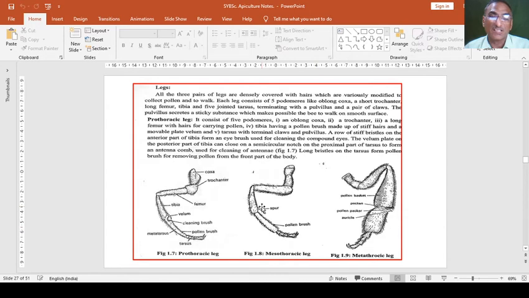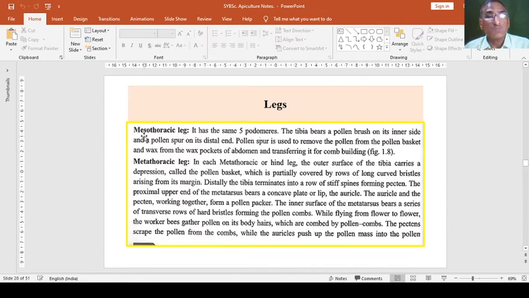So we will see now the second, the mesothoracic leg. It has 5 podomeres, like the first, or we can say prothoracic leg. The tibia bears a pollen brush on its inner side and a pollen spur on its distal end. So the pollen spur is used to remove the pollen from the pollen basket and wax from the wax pockets of the abdomen, and transferring it for comb building.